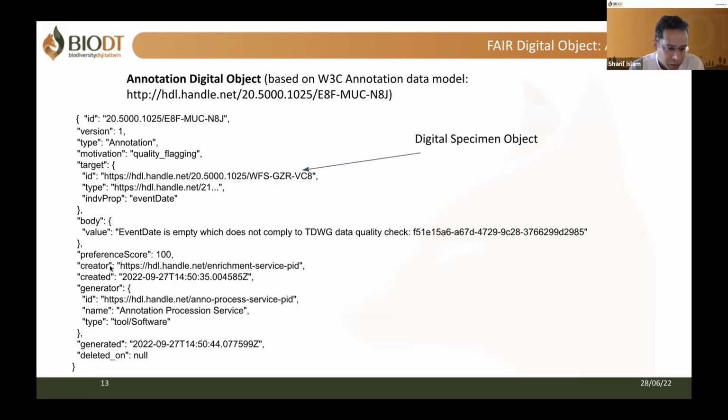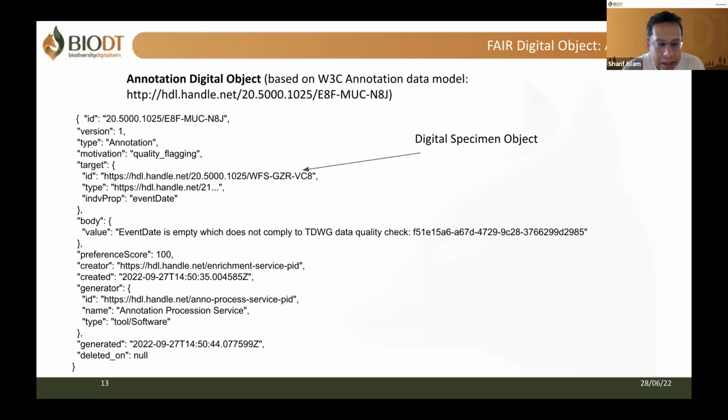And then the W3C standard also tells how to capture who did what. They have a separation between a creator and a generator. And of course, we want to capture the timestamp as well. So this is a very simple example. We're still working on the details of that, and we'll have some demo at a conference soon about this.